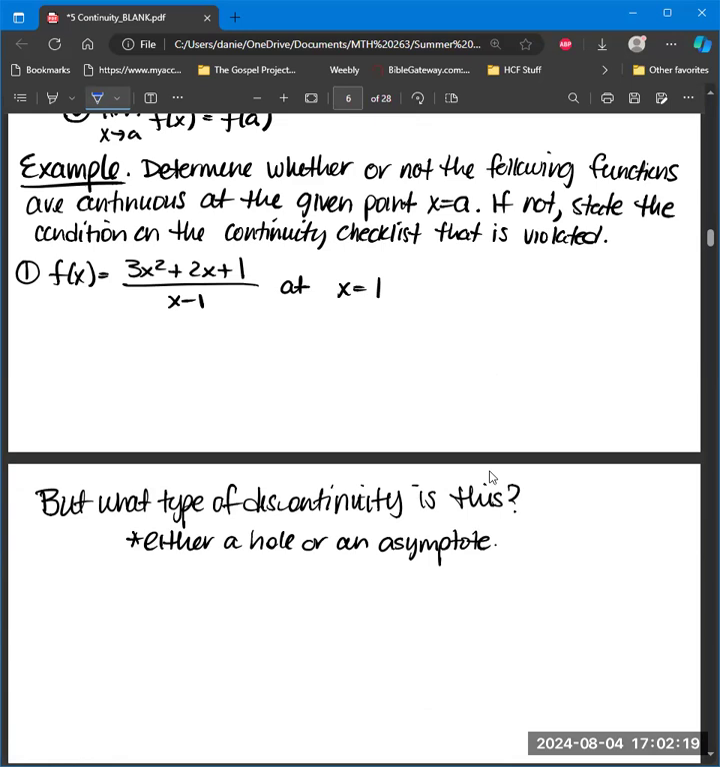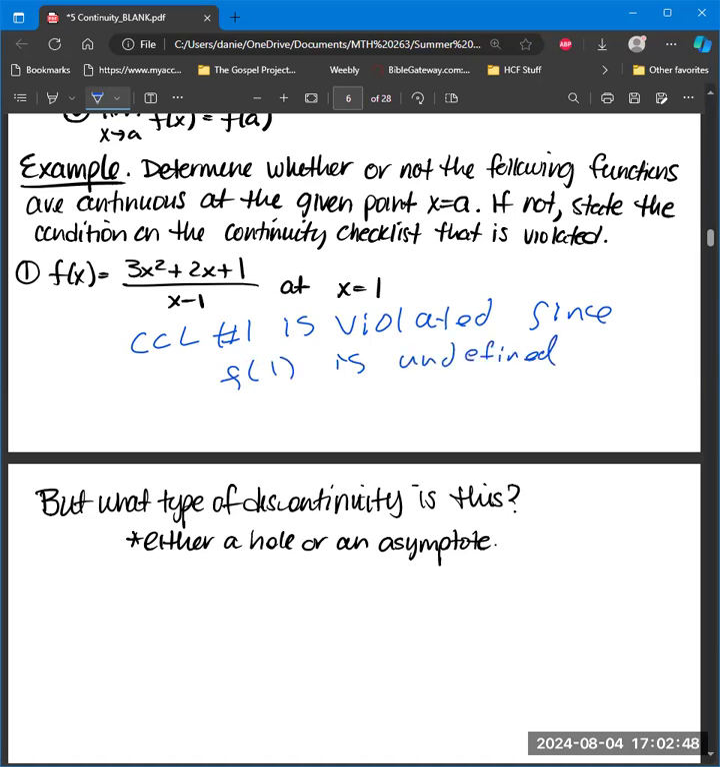So the function is not going to be defined at x equals 1 because 1 is not in the domain, since 1 minus 1 is going to be 0. So I don't even have to do anything there to say continuity checklist number 1 is violated, since f of 1 is undefined. Don't even need to go any further.